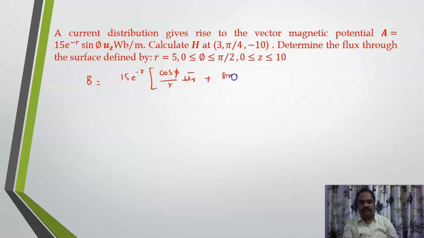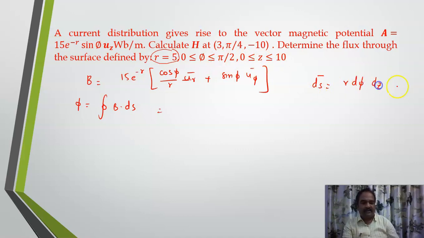Now I want flux, which is nothing but this flux expression. Now B I do have. Now ds is nothing but, see, it is in r phi z. R is constant, so I need to vary my surface in phi direction and also z direction, which means that if it is in phi direction it is r d phi, and if it is in z direction it is dz, and ur is constant.